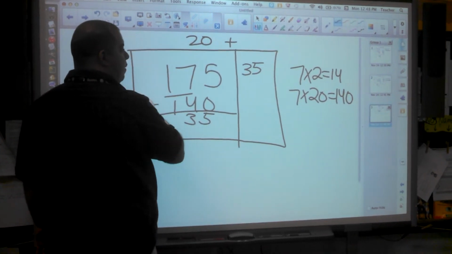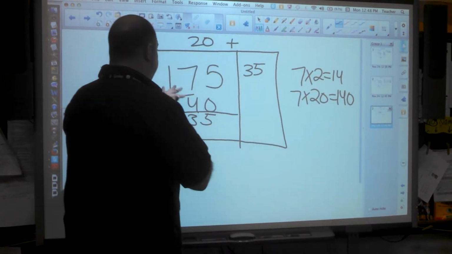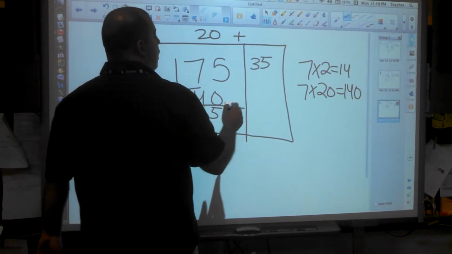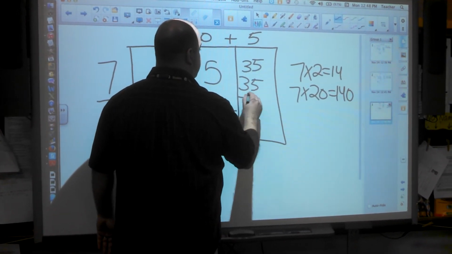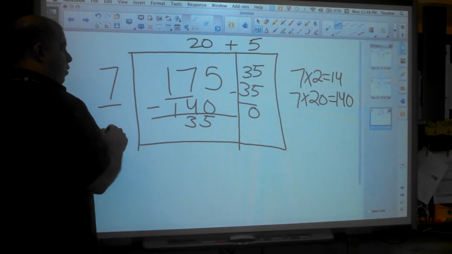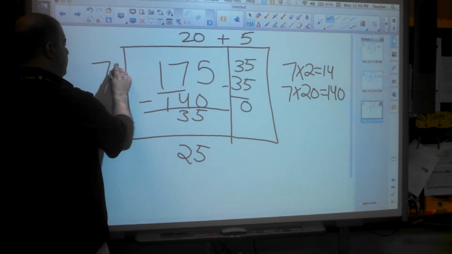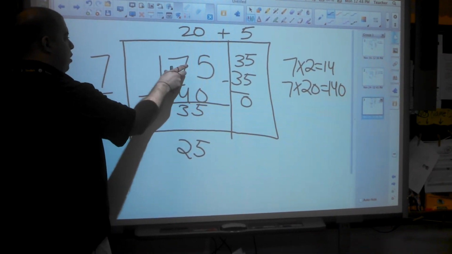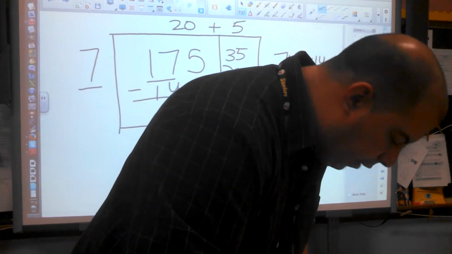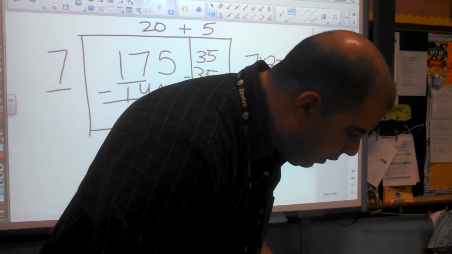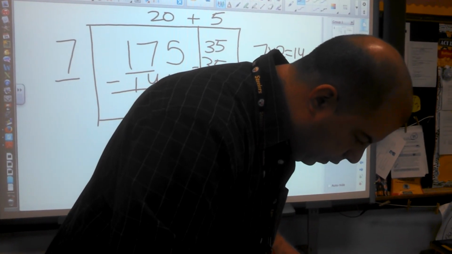So then, what times 7 equals 35? They don't have to write this. This is just to get them going with the basic fact and how much to chunk it out. So we know it's 5, and you get 35, subtract, and you get 0. So this one's 25. This example was where this wasn't an exact multiple of 7. I thought that one had a remainder. Let me give you one more problem. This one has a remainder.